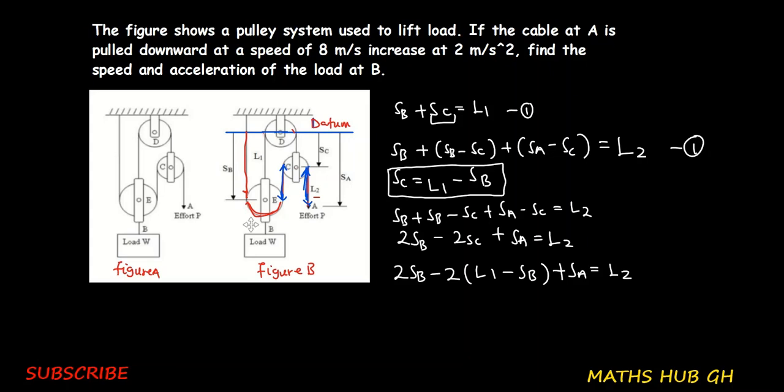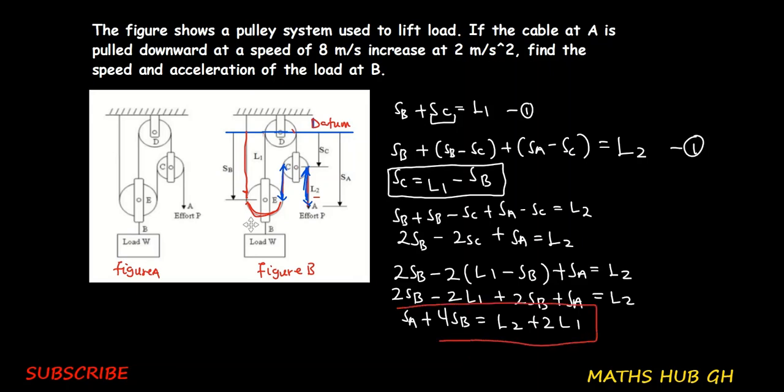So now let's simplify this. So we're going to have 2SB minus 2L1 plus 2SB plus SA equals L2. So now let's group the variables on one side. When you do that, we are going to have SA plus 4SB equals L2 plus 2L1. So this becomes the new equation. So this is the equation we have now, and we are going to use this equation to solve the question.